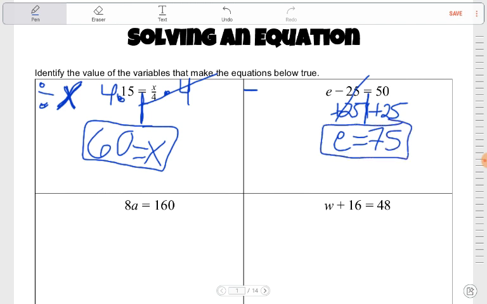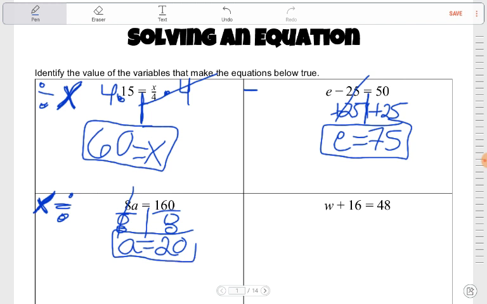We have 8a equals 160. What I have here is multiplication. So my inverse operation is going to be division. And I'm going to draw my line down the center. I want my answer to be a is equal to a number. And in order to get rid of that 8, I need to divide. I'm drawing the fraction bar, which just means to divide. And I divide both sides by 8. So 160 divided by 8, that gives us 20. So here a is equal to 20.